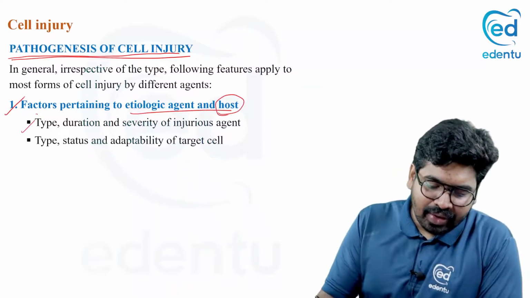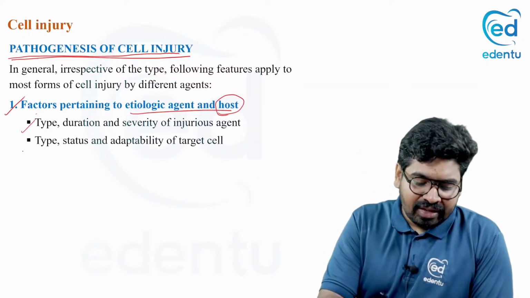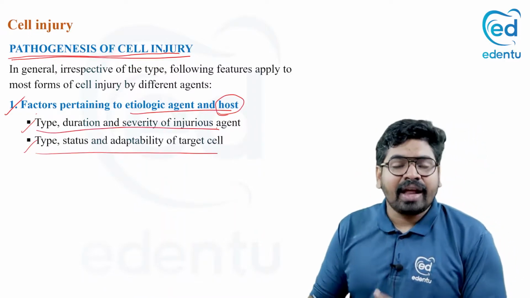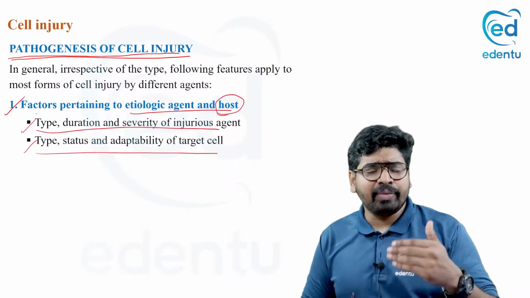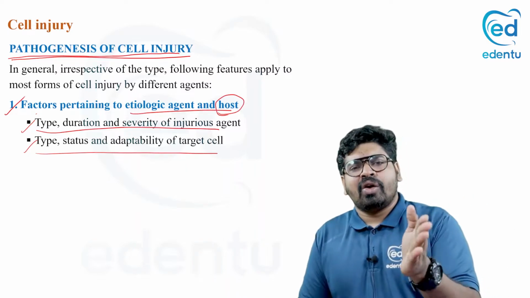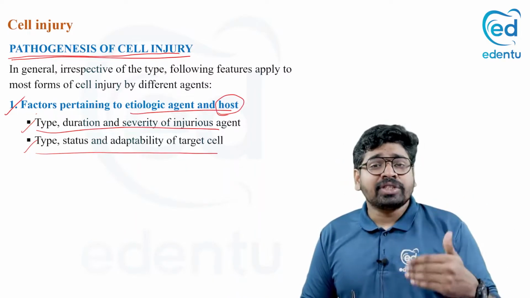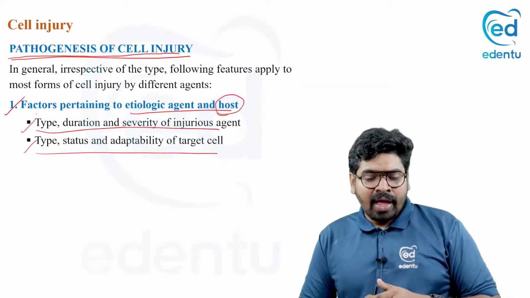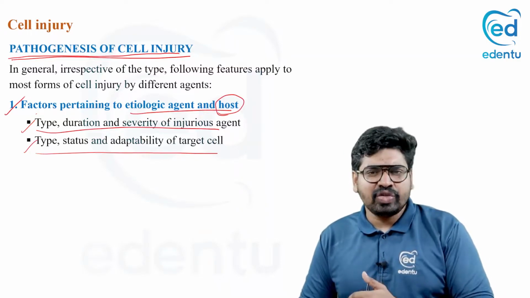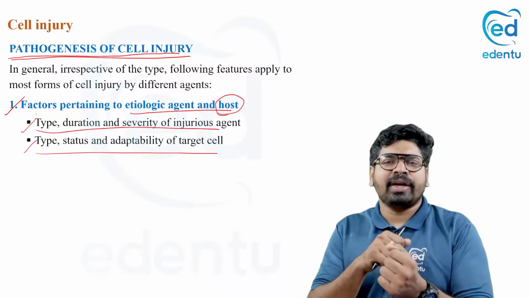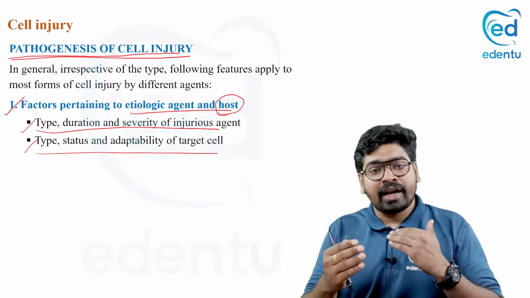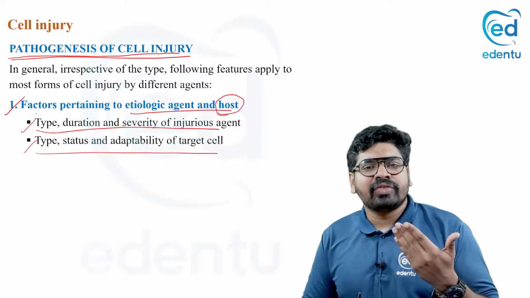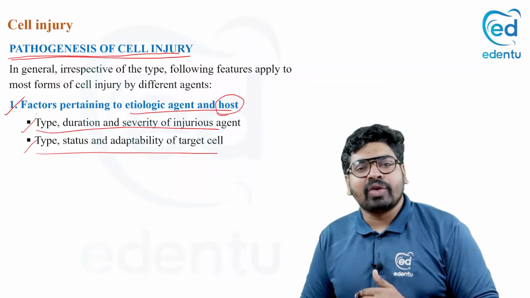So the type, duration and severity of the injurious agent, and the type, status and adaptability of the target cell, that's what I mean. What type of injury you are giving, whether it is chemical or physical, how much duration, just a few days or a few minutes or a few seconds, or a longer period of time, and how severe the injury is. You may have a small hit by your hand and a road traffic accident, two extreme severities, right? And what type of target cell the injury is occurring in also matters.